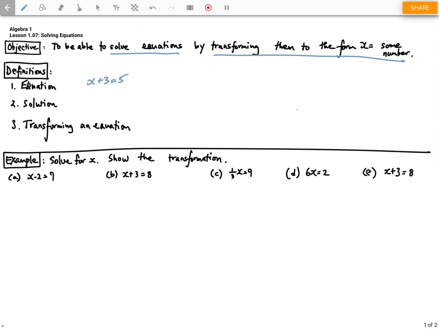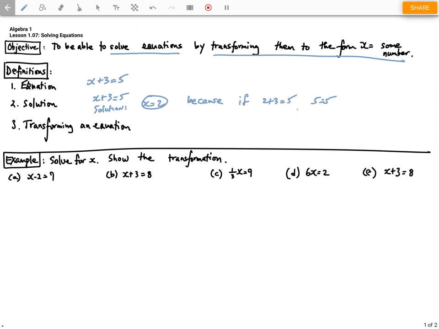For example, for a given equation x plus 3 equals 5, the solution is x equals 2, because if you substitute 2, then 2 plus 3 equals 5. So 5 equals 5, and so x equals 2 is an example of a solution to an equation.